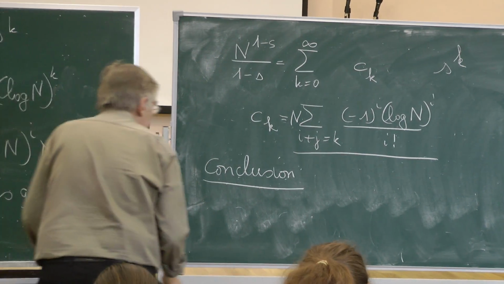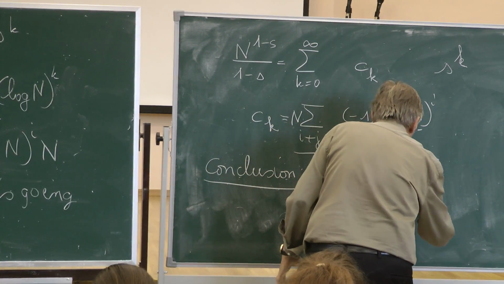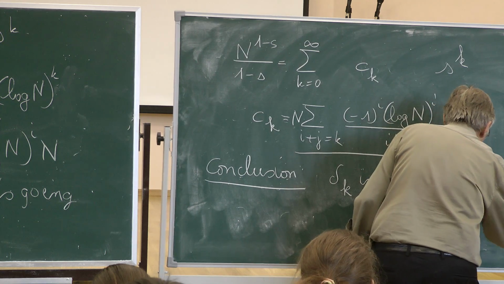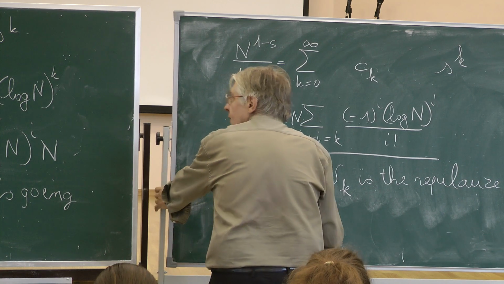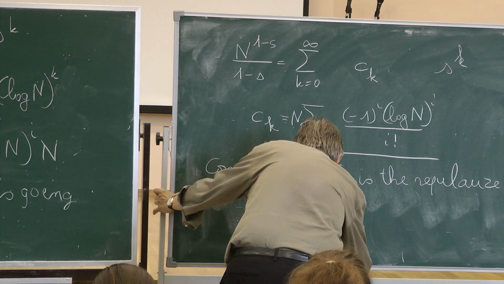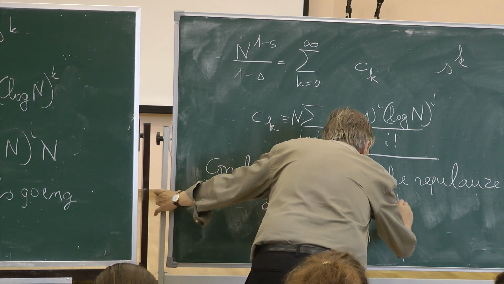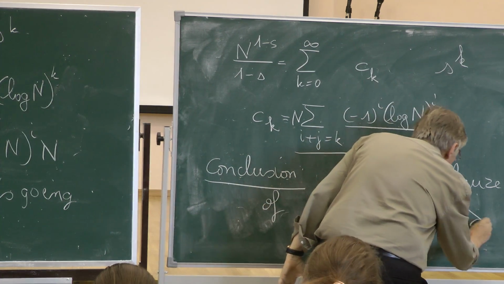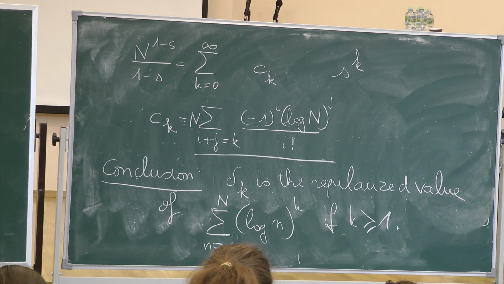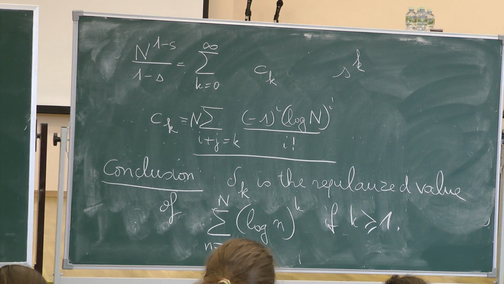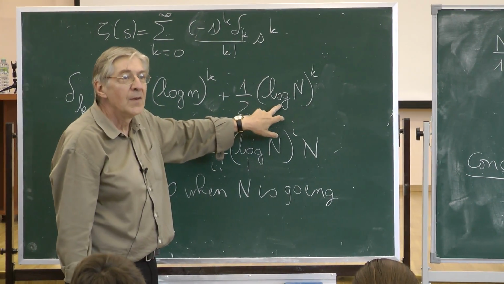In fact, delta k is the regularized value of the sum for n going from 1 to capital N of log n to the power k if k is at least 1, but not when k is 0. Why? Because you see, delta k is in fact this sum where you modify this sum by something which is exactly a polynomial in n log n.